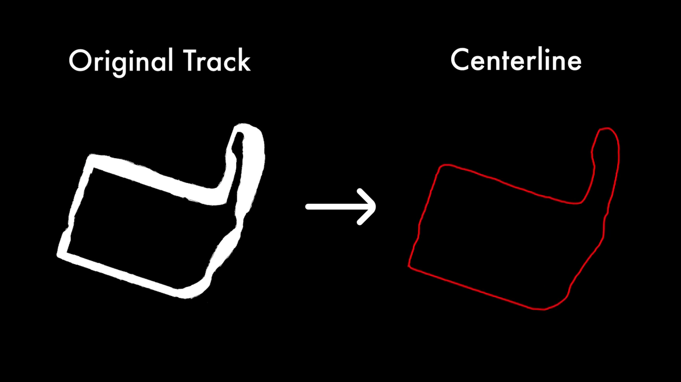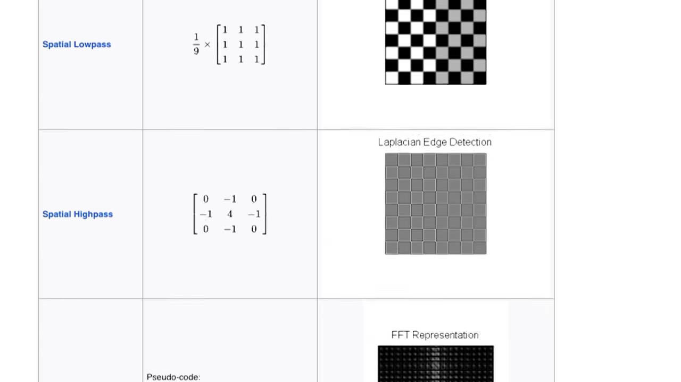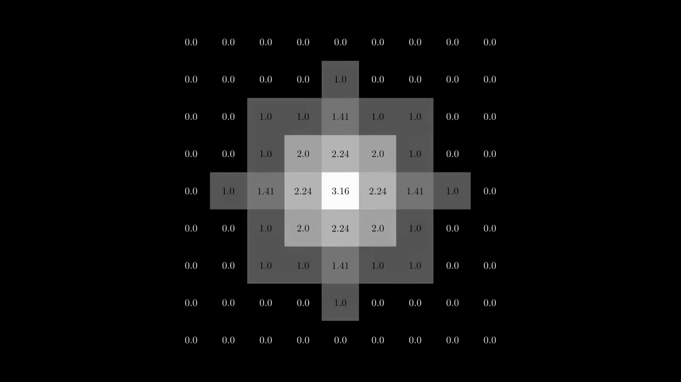To run the optimization, we need to extract the center line out of the map. Well, turns out, a really simple and clever way to do this is to use an image processing function called the Euclidean distance transform. This takes in a binary image which only contains black and white pixels and calculates the distance from each pixel to the nearest background pixel, which is black in this case.